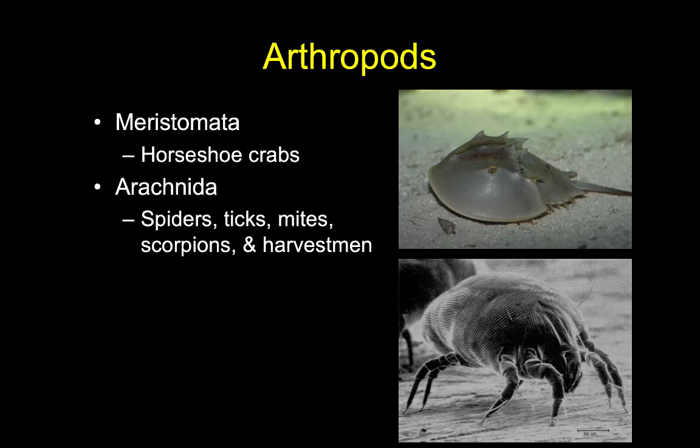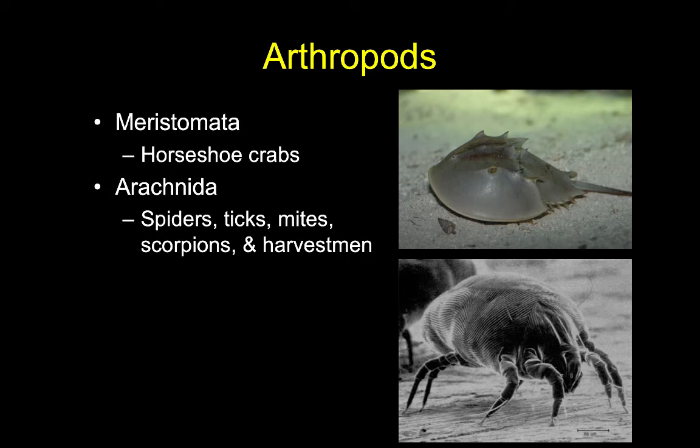Myristomata or horseshoe crabs also have some really cool properties with their blood, which is being investigated for all kinds of anti-cancer properties and other medical applications. So very, very old group, but one that's still of interest today.